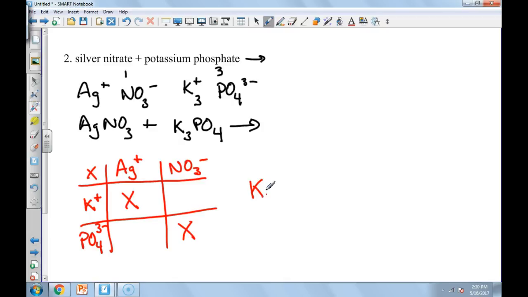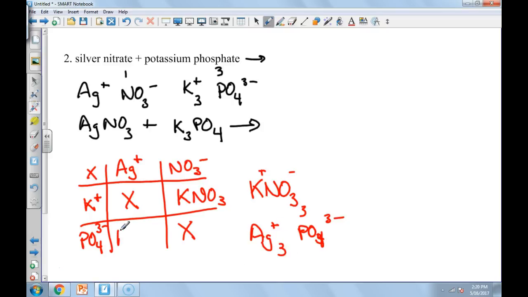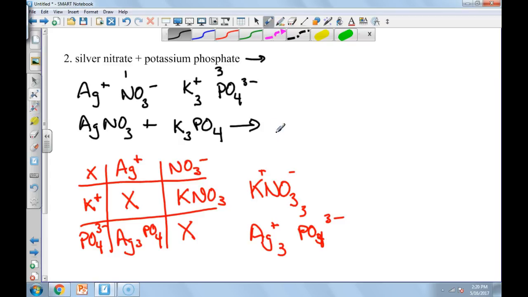Well, we have KNO3 because this is a plus and this is a minus. So this 1-to-1 ratio is pretty common. So that's going to be KNO3, potassium nitrate. Flip the two, and now Ag with a plus and then a phosphate, PO4 with a 3 minus. There's 3, and so that's 3. So this is going to be Ag3PO4.